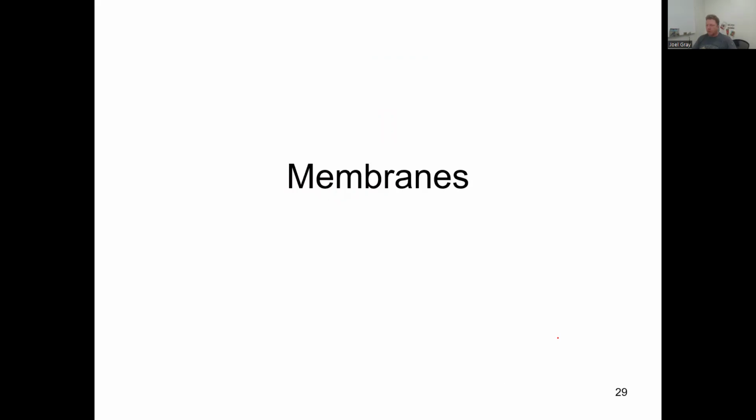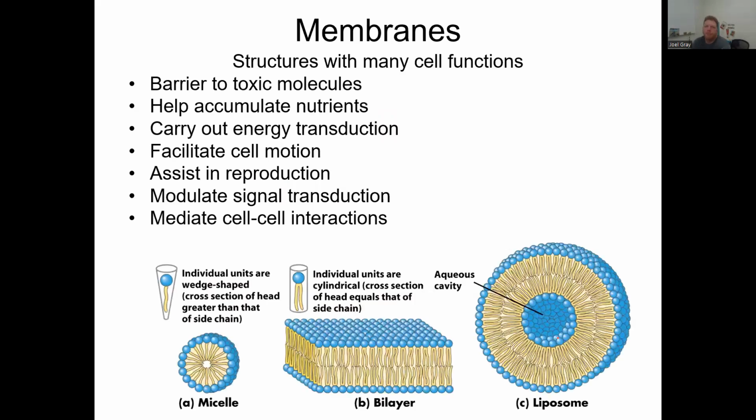Now, changing gears to a discussion of membranes. Membranes are structures with many cellular functions. First and foremost, I think the most obvious thing that a membrane does is serve as a barrier to toxic molecules. They help accumulate nutrients on the interior. They carry out energy transduction. They facilitate cell motion, assist in reproduction, modulate cell signal transduction, and mediate cell-to-cell interactions.